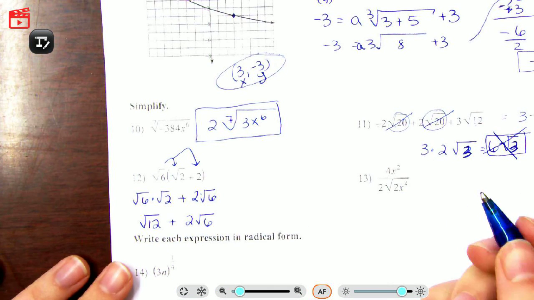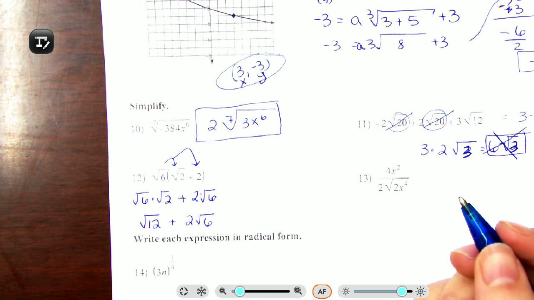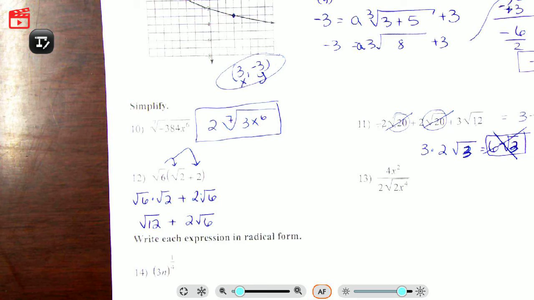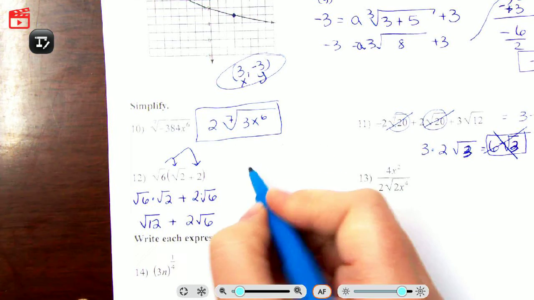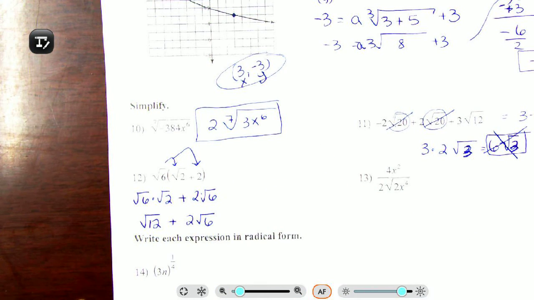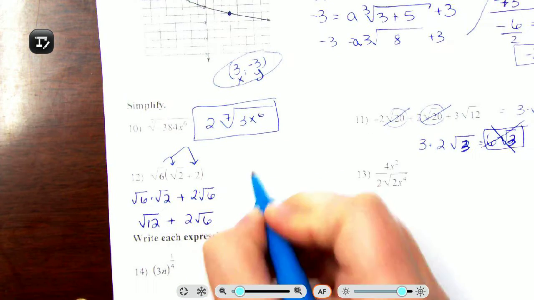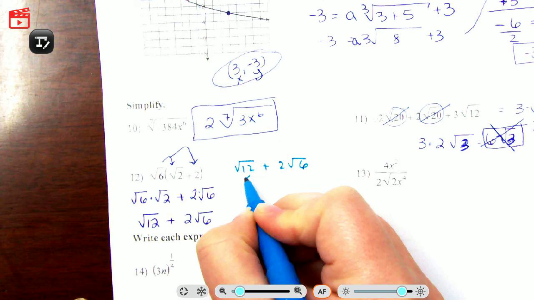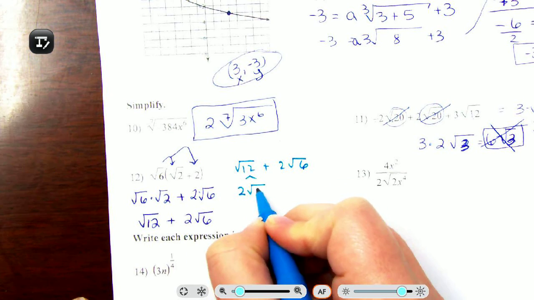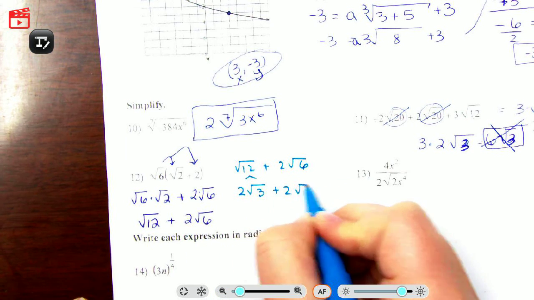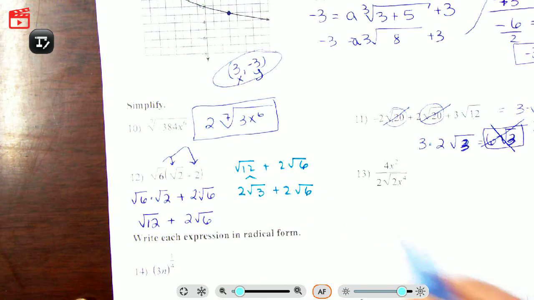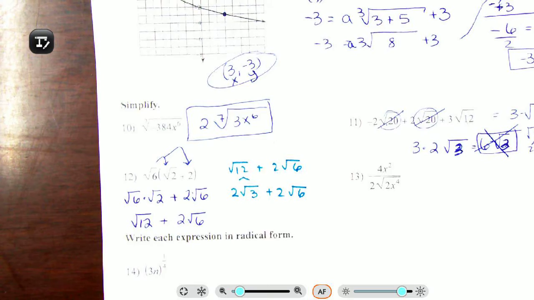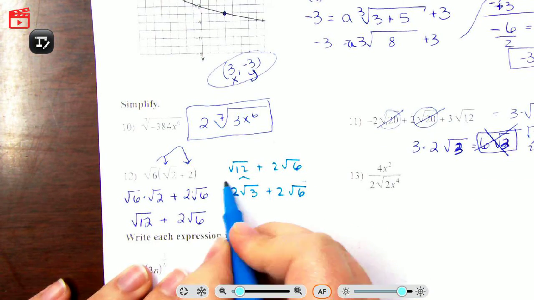And then I'm thinking, can this be simplified? The only thing I'm thinking here that can be simplified is my root 12. So just like we did here, 4 times 3. So this can be rewritten as 2 root 3 plus 2 root 6. These bubbles are different, okay, different bubbles. So we cannot combine them. This would be our simplest form.